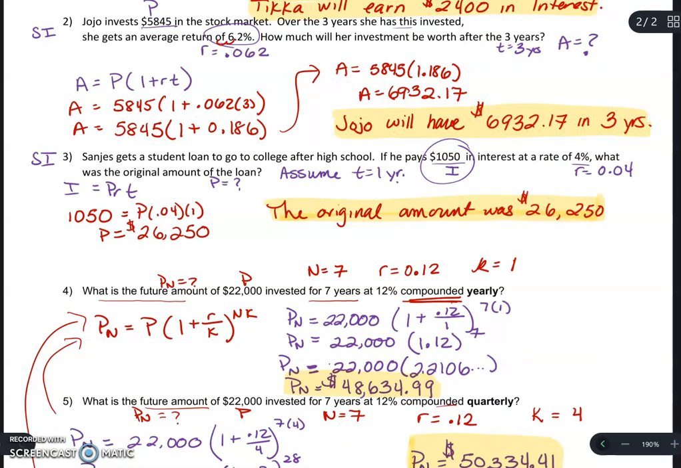For number 3, we just assumed a 1-year loan because it wasn't put in here. So it ends up being quite a bit of money in interest over that year. But if it were over a longer period of time with this same value, he'd have to owe more on top of the loan amount. So this one is 1,050 equals P times 0.04 times 1. And then we just divide both sides by 0.04, get 26,250. That was the original amount.